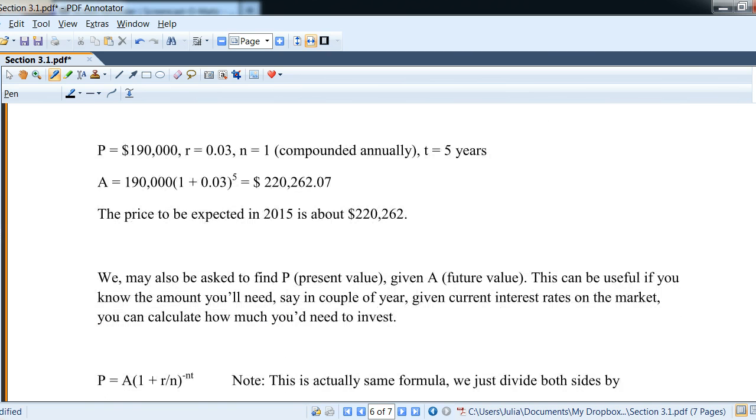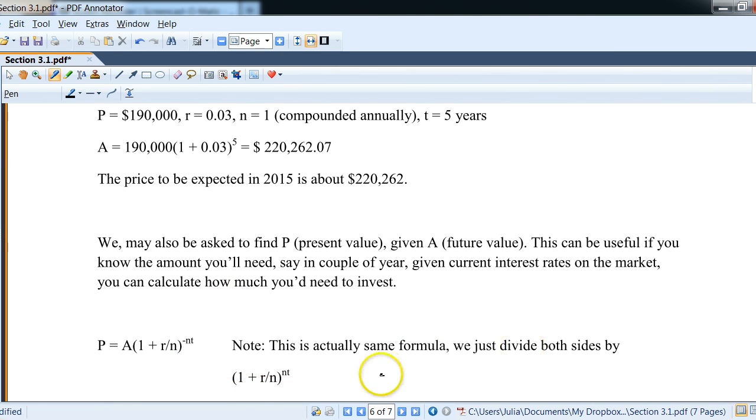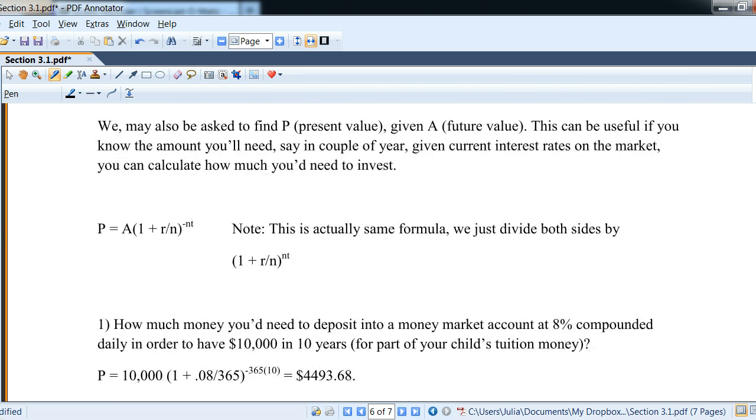Now, occasionally, what if you know the future value, like how much you want to save to buy a car, house, etc., but you're wondering how much to invest? This is called the present value. Basically, you can divide both sides by 1 plus r over n to the nt, or you can make the exponent negative, which is what we usually do. So there are some examples of that.